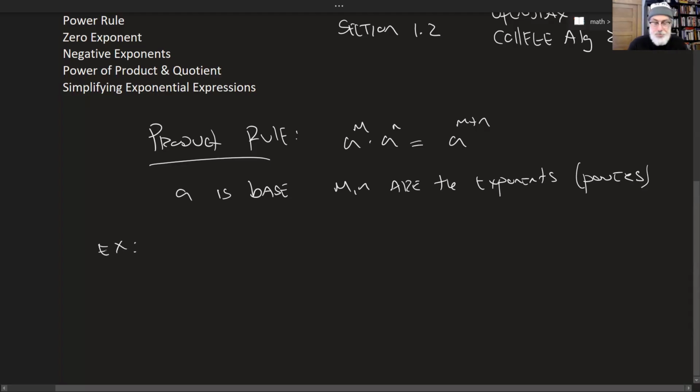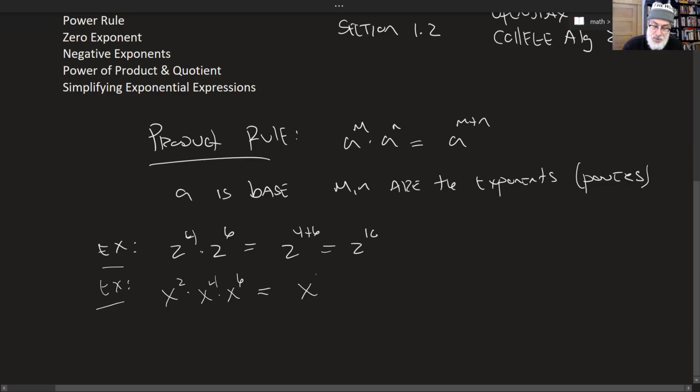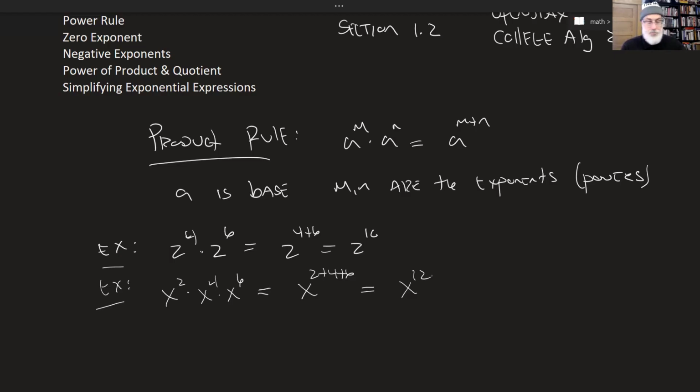Here's an example. We have 2 to the 4th times 2 to the 6th. This is 2 to the 4 plus 6, or 2 to the 10th. Equivalently, we can have variables. So x squared times x to the 4th times x to the 6th will be 2 plus 4 plus 6, which would be x to the 12th. So same bases, we can add the powers when the bases are being multiplied. That's why we call it the product rule.